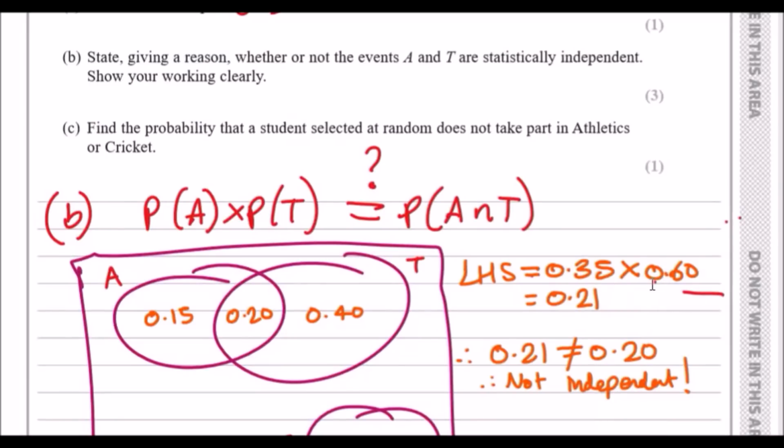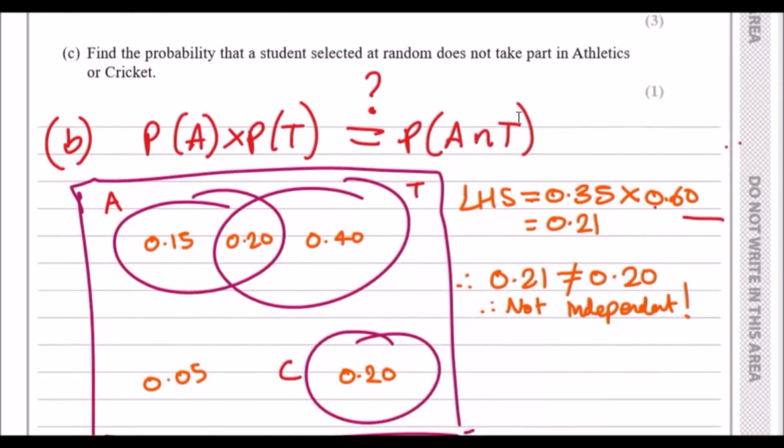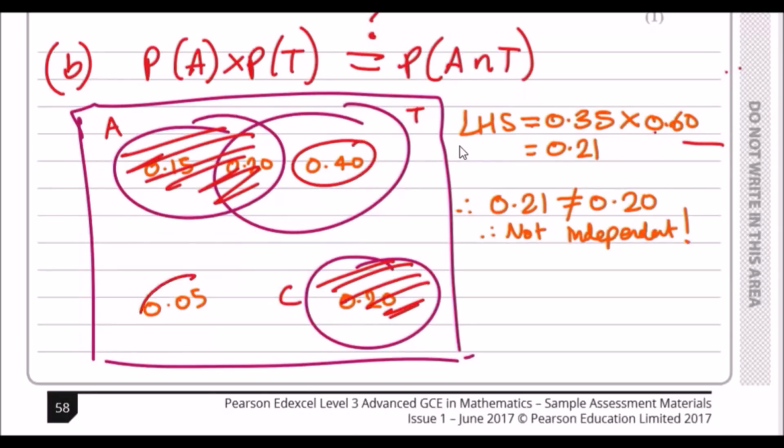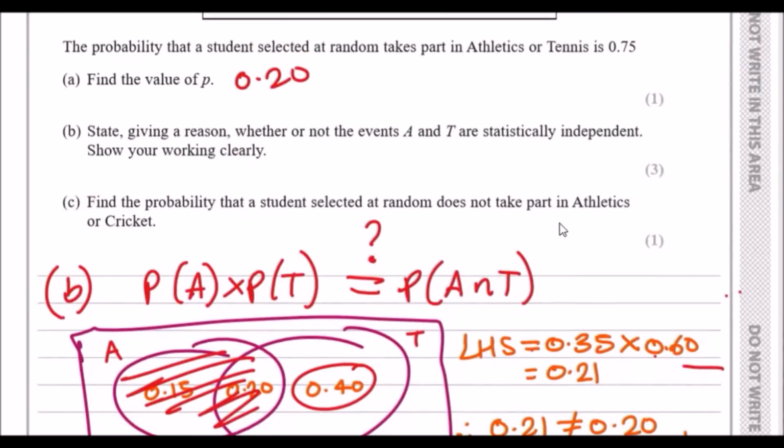3 marks for that. And lastly, guys, I know I'm doing this super fast. For part C, we need to find the probability that a student selected at random does not take part in athletics or cricket. So we're looking at someone that isn't part of the A circle, nor is part of C, meaning you're left with 40 and 5, meaning the answer is 45.